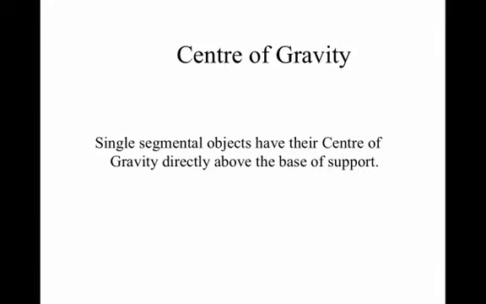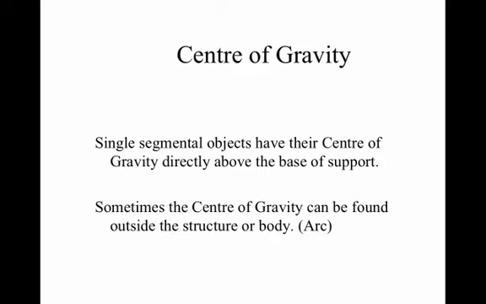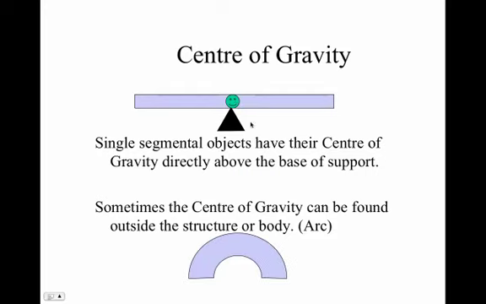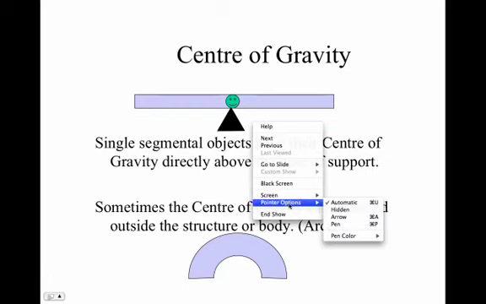Line-segmented objects have their center of gravity directly above the base of a support, and sometimes the center of gravity can be found outside a structure. So let's look at a teeter-totter. The little smiley face shows you where the balancing point is, which we would call the center of gravity.